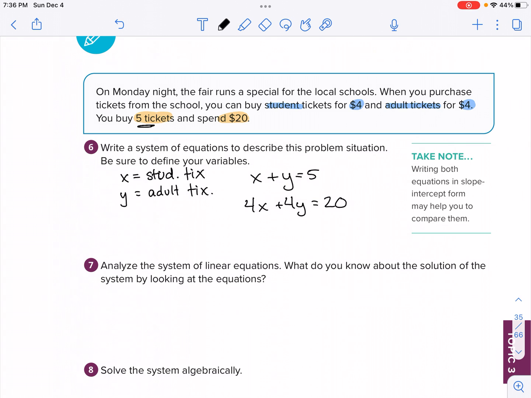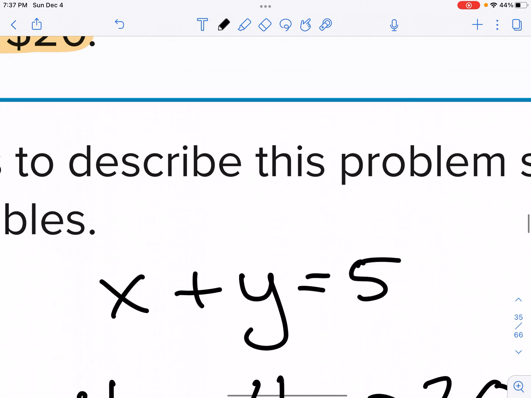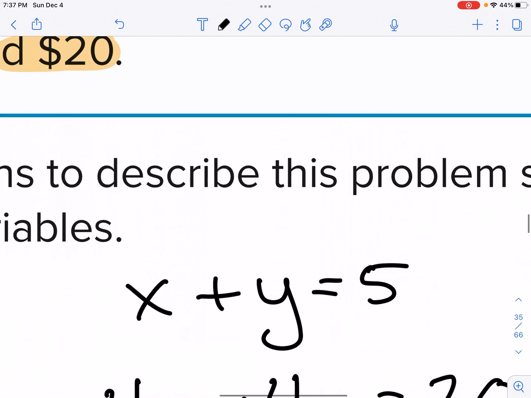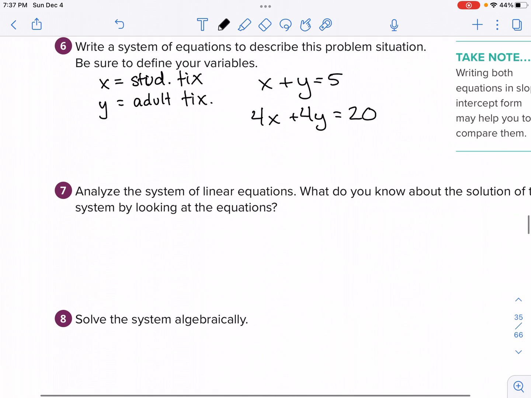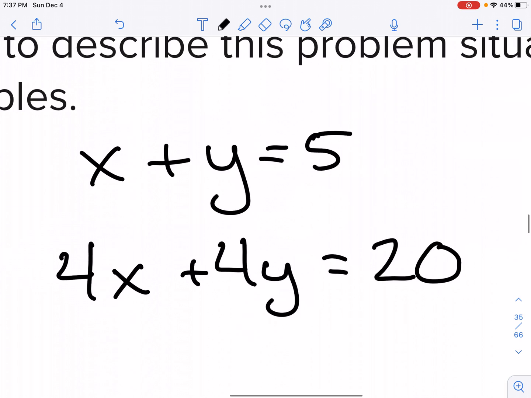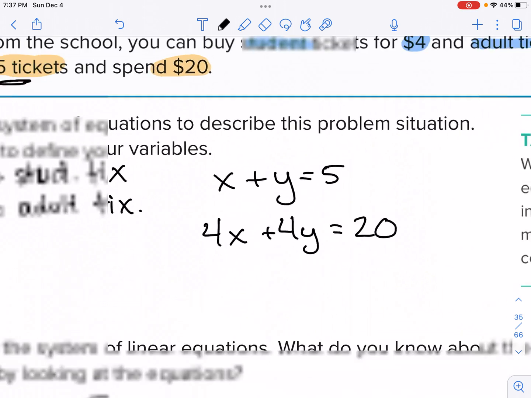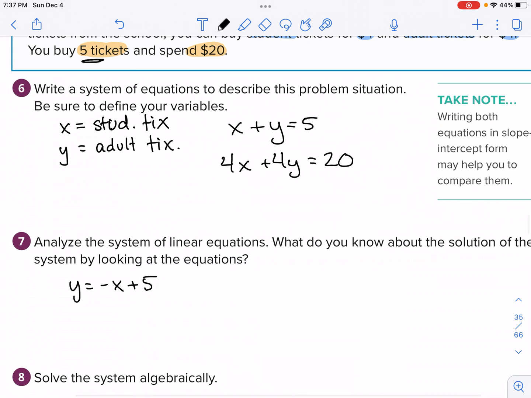What you can do here is you can actually solve each one. I'm going to take this first one. If I subtract x from both sides, I'm not going to show that step, but this will be y equal to minus x plus 5. This is getting the first one into slope-intercept form. And the second one, 4x plus 4y equal to 20, this would be y equal to negative x plus 5.